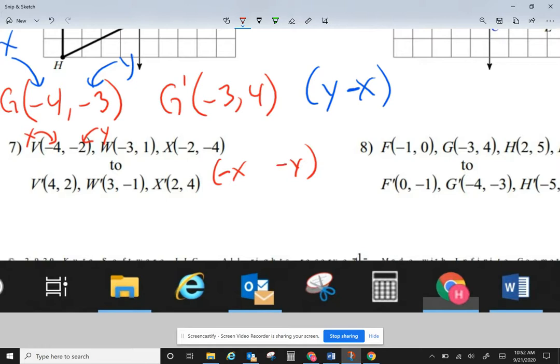Then I look at the rules on the top. You should have them written down. (x, y) becomes (-x, -y). And we're just going to say that's rotation 180 degrees. I don't have to specify clockwise or counterclockwise because it is the same.